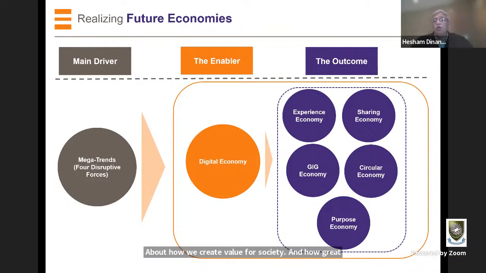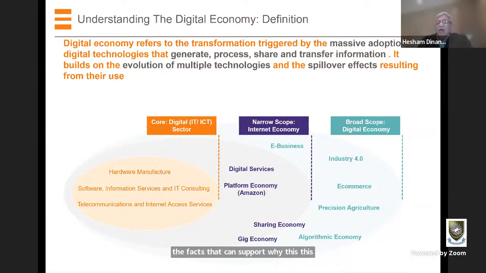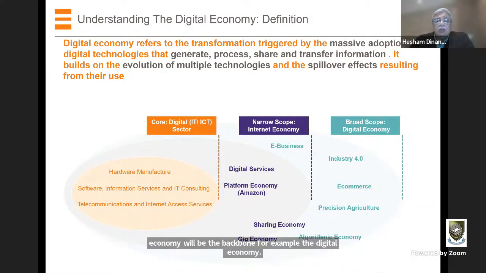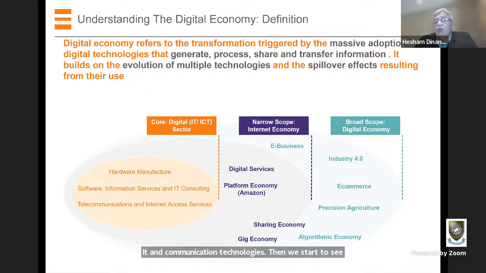What I would like to do now is to walk you through those economies so we can see some of the figures and the facts that can support why this digital economy will be the backbone. For example, the digital economy, we started, of course, with the core sectors, IT and communication technologies. Then we start to see digital economy platforms, e-business, and then we start to see Industry 4.0, precision agriculture, precision medicine, algorithmic economy. So it continues to be defined at different layers.